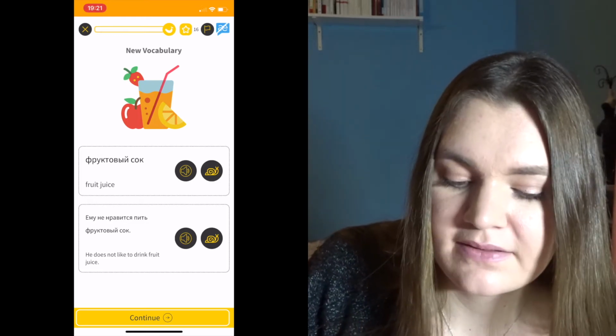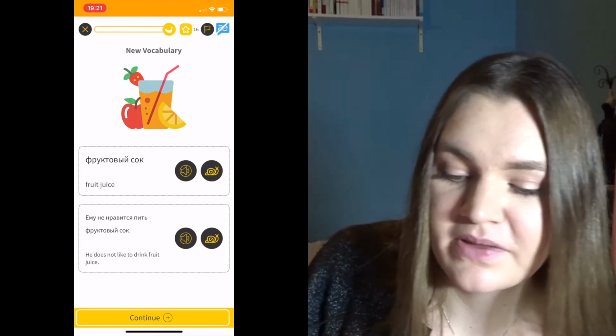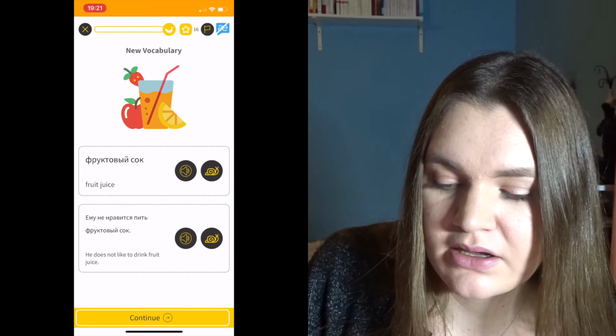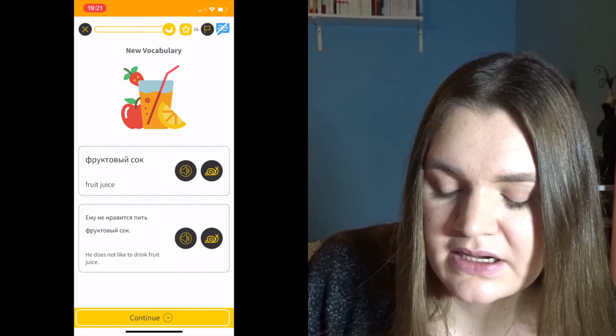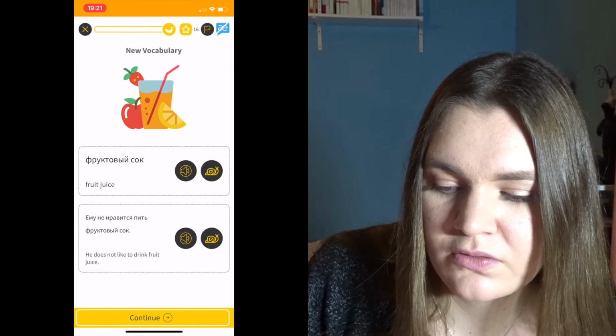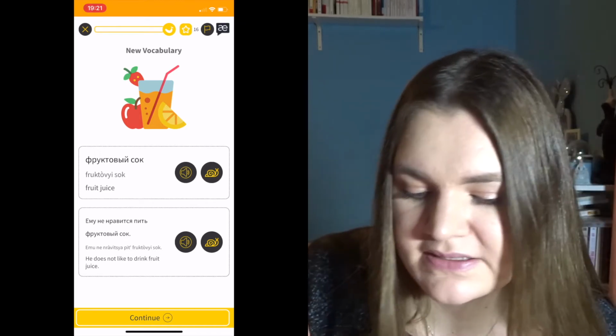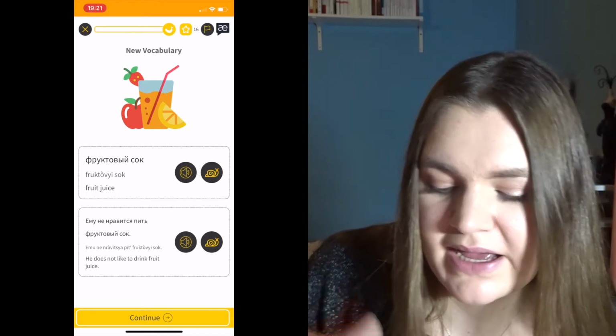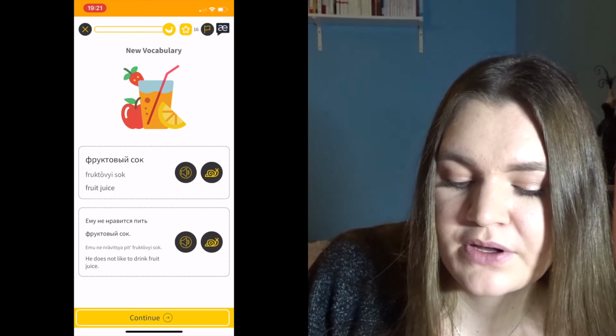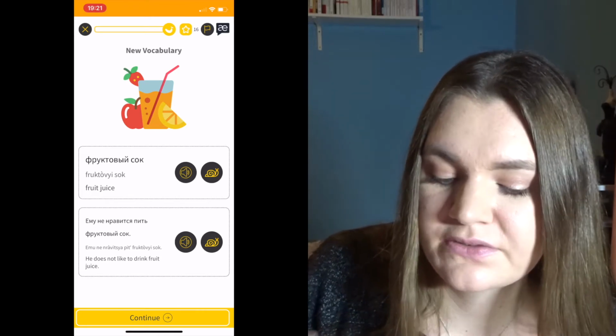You hear the word and then you get an example of how you can use that word. By the way, this is not in the Cyrillic script. You can also click on this sign here in the top right corner, and you get sort of a romanized version, so that helps you if you are not that familiar with the Cyrillic script.